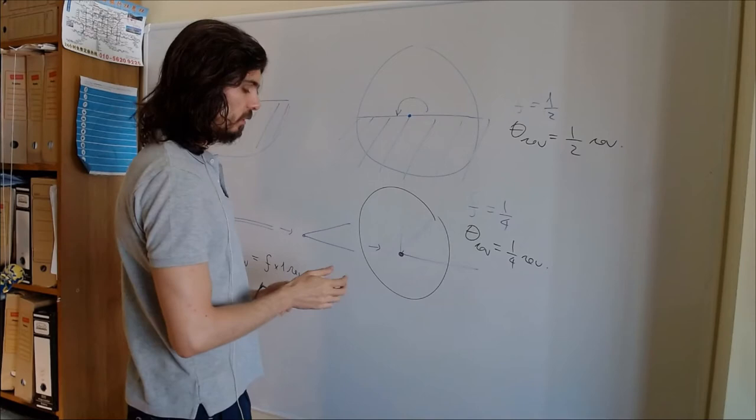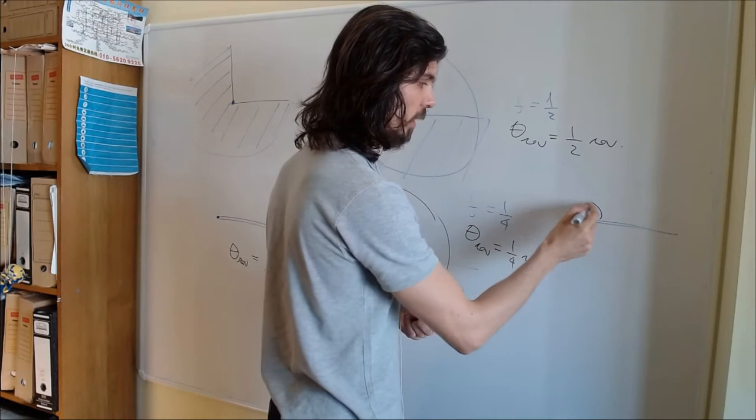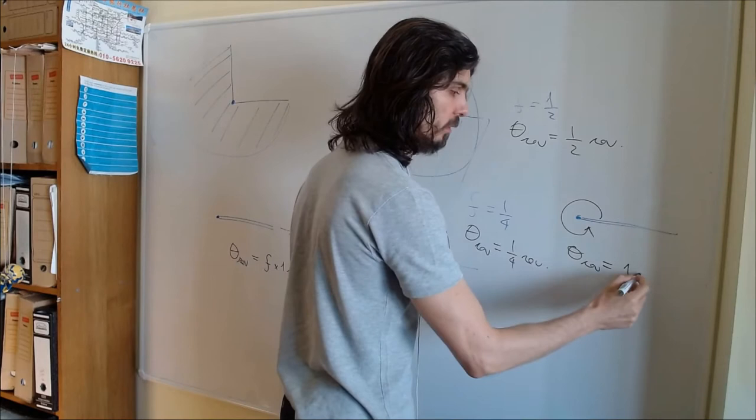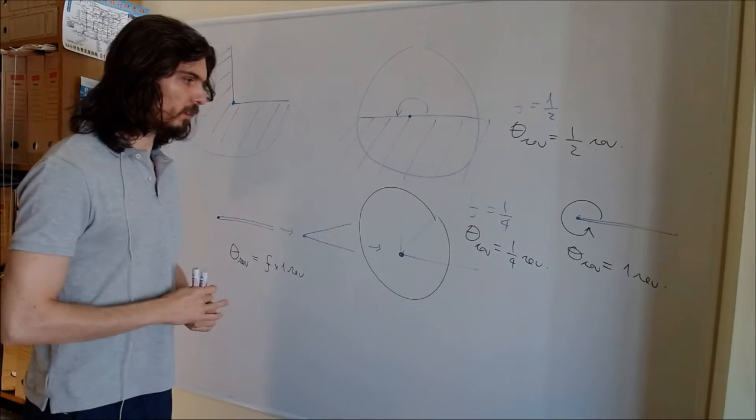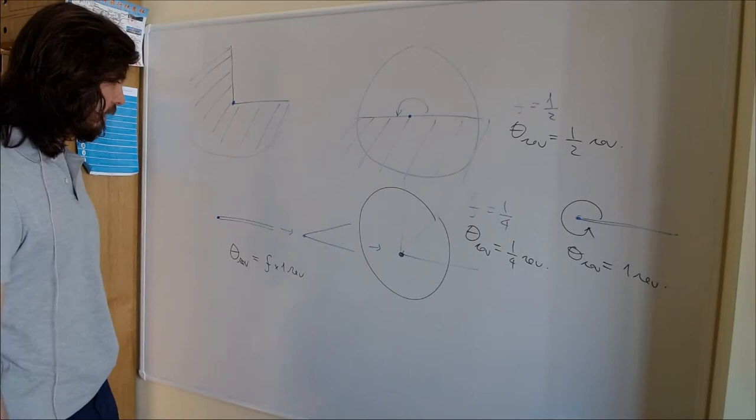Well, if you give a complete revolution, what do you have? You have this, like this, okay? You just went all the way around, so theta revolution will be what? One revolution, okay? Is this clear? This is quite easy to just attach. Notice you are measuring in multiples of one revolution, our unit, the full pizza essentially.